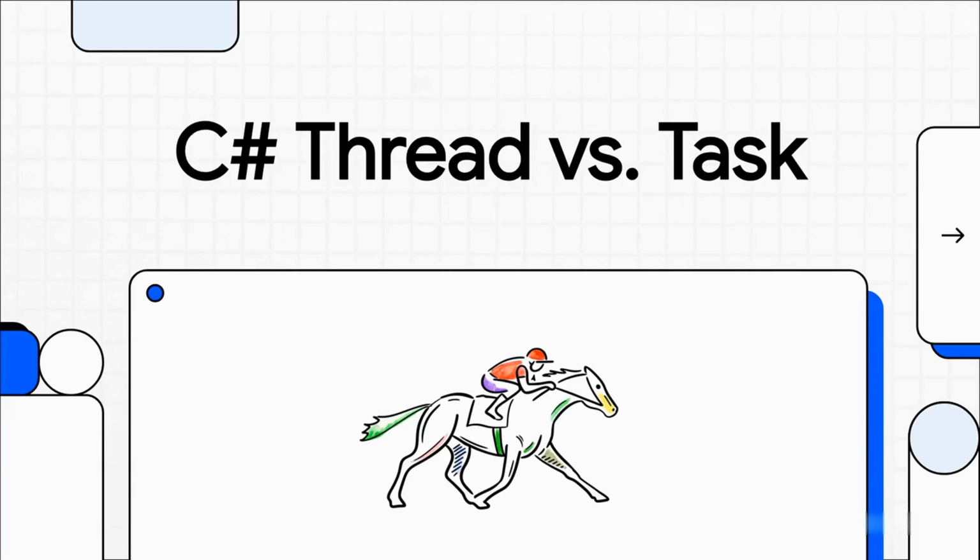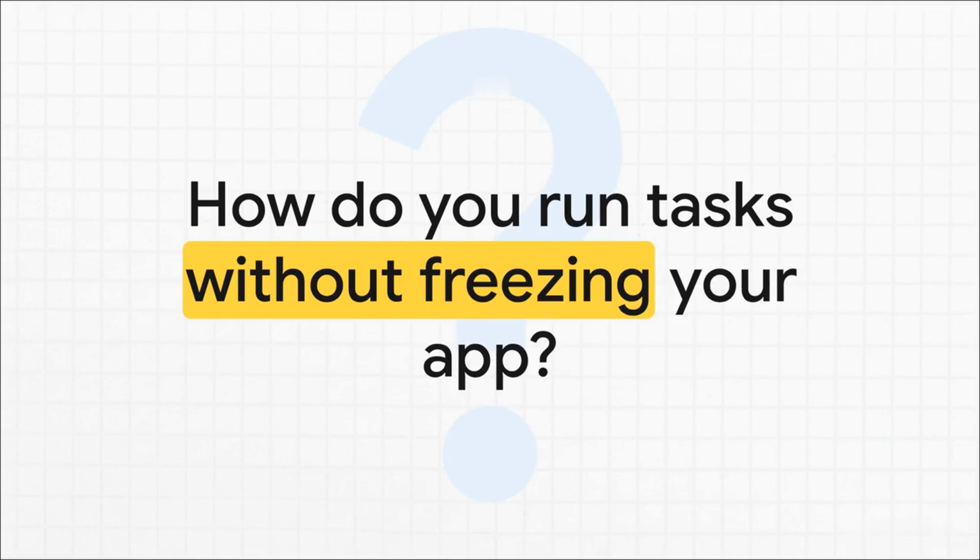Welcome to The Explainer. Today, we are jumping right into two huge concepts in C# concurrency, the old school thread versus the new school task. Look, if you want to build apps that are fast and don't lock up, you absolutely have to know the difference here. All right, let's just get right to the heart of it.